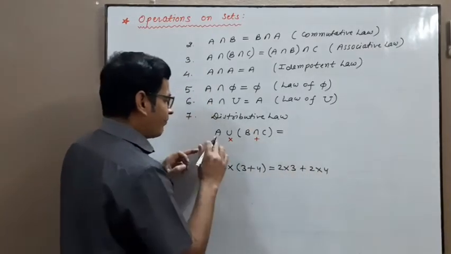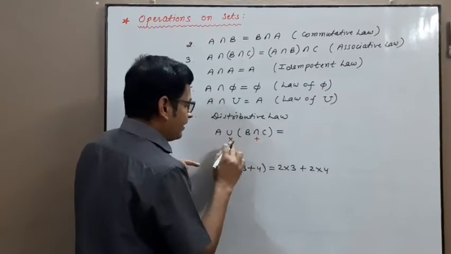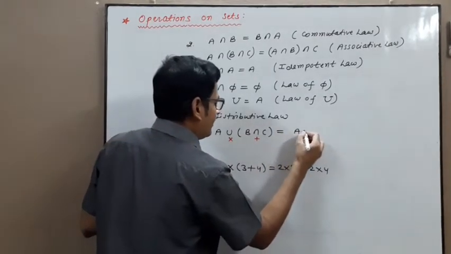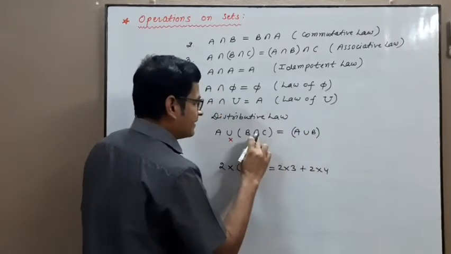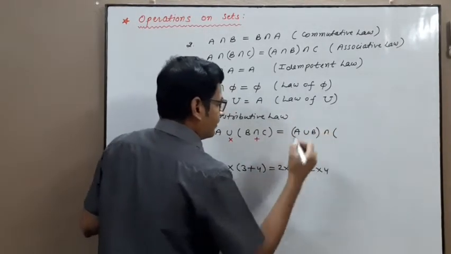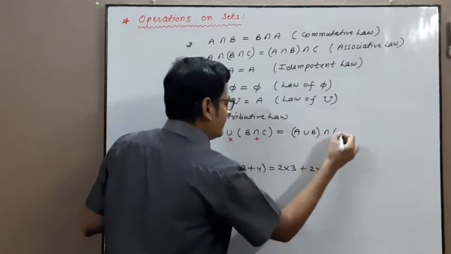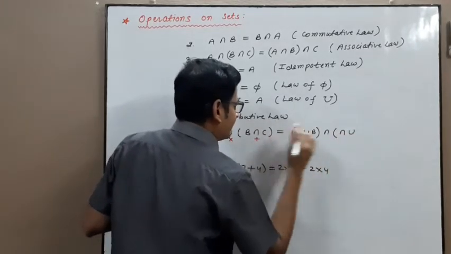In the same way, A union B intersection C: so A into B, so A union B plus A, where plus means intersection, and 2 into 4 means A union C.